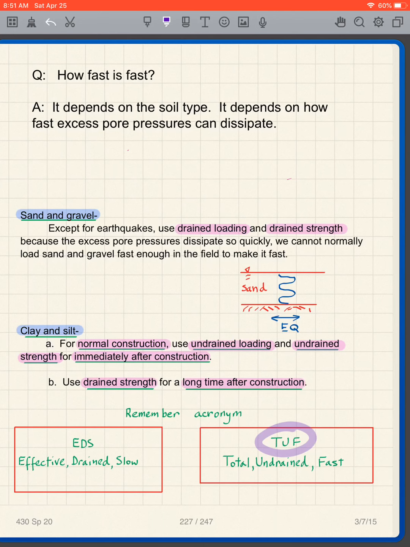TOUGH, what does that stand for? Total, undrained, fast. And so that means our loading is fast. We use undrained strengths. We use total stresses in our analyses. So EDS, TOUGH. It's just a handy way to remember, and that acronym will solve some problems for you when you start doing your analyses.